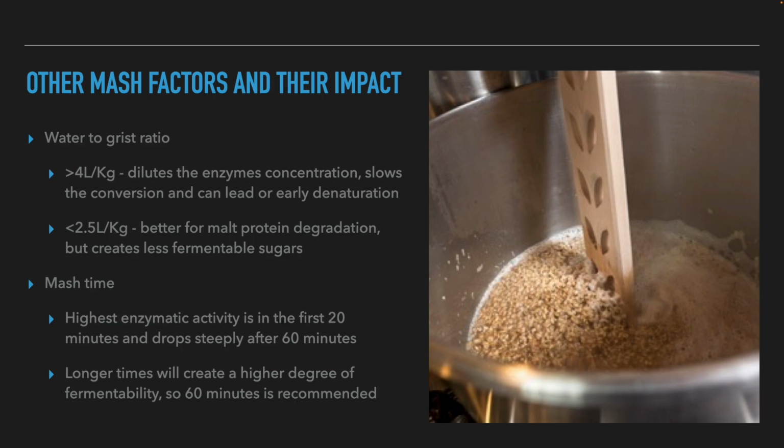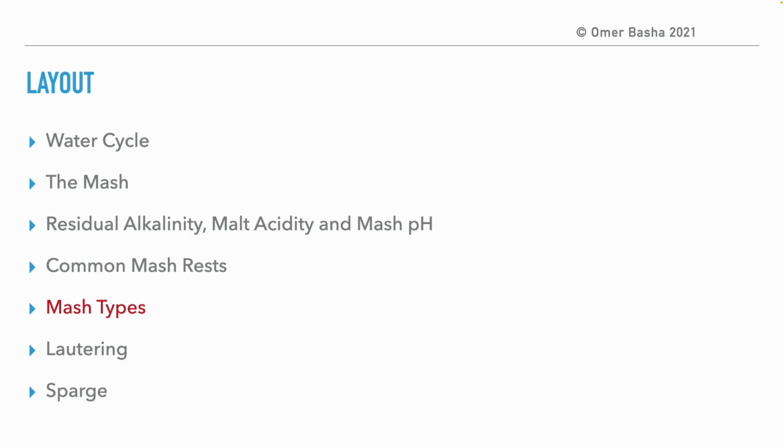The last factor to take into account is the mash length. Most of the enzymatic activity happens in the first 20 minutes and drops very steeply after 60 minutes. This is why the mash rarely lasts more than 60 minutes. Longer mashing times will create a higher degree of fermentability, so 60 minutes is recommended. This is where we finish the chemistry part of understanding the mash. Now let's move on to talk about the different methods a brewer can perform a mash.